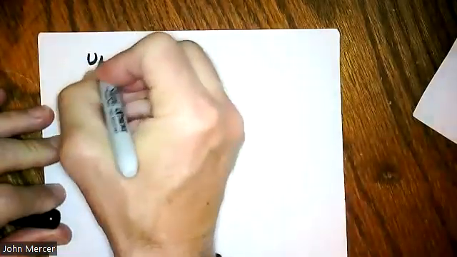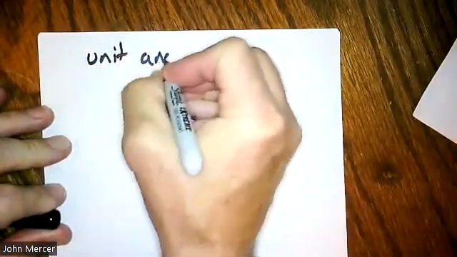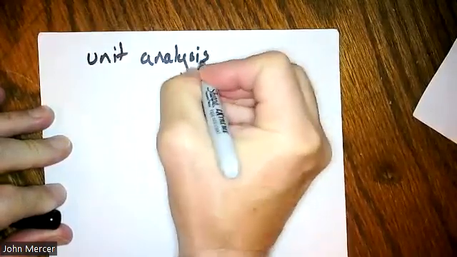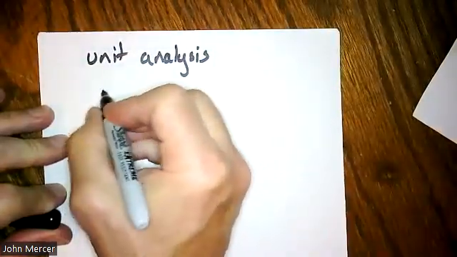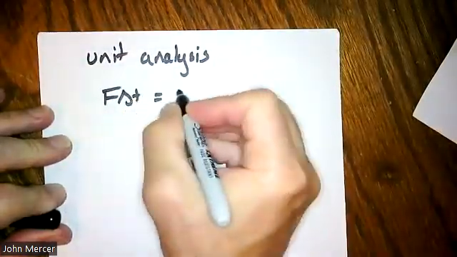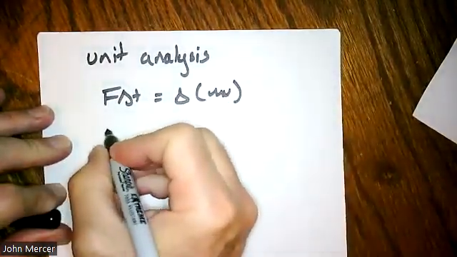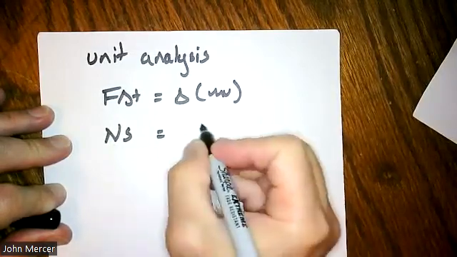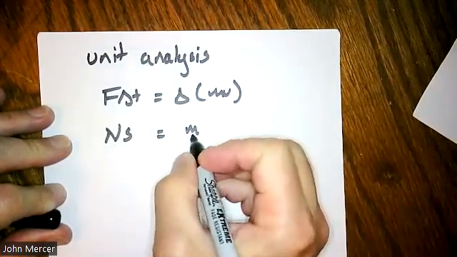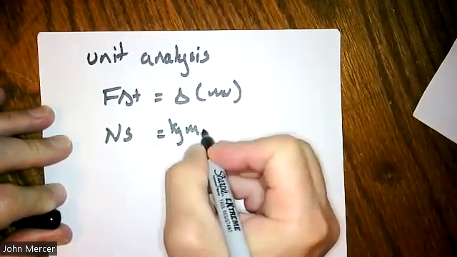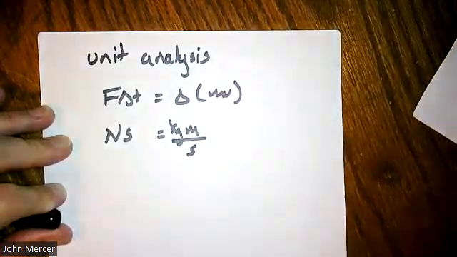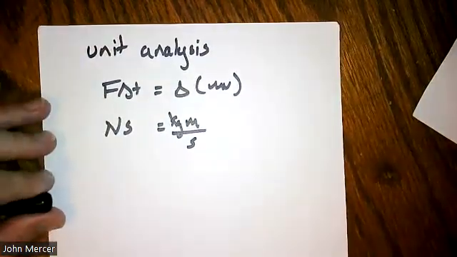Put that one off to the side, and let's do a unit analysis. And we have F delta T equals delta mv. I'll rewrite it that way. And our units are Newton seconds equals kilogram meters per second. And they have to be the same because of the equality sign.